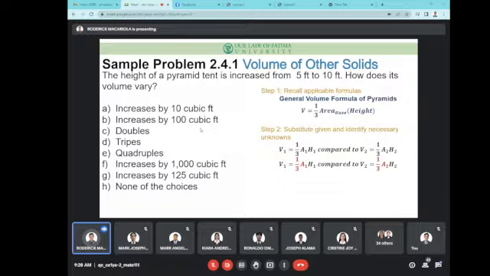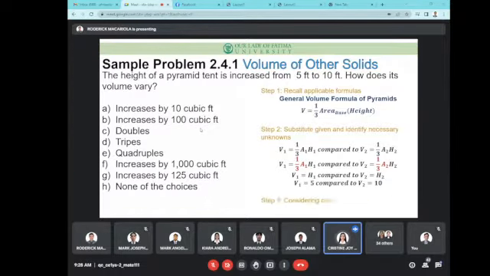Miss Fajardo, anong nangyari sa height natin? It doubles, sir. It doubled. So therefore, the volume, sir, it doubles din po. Thank you so much, Miss Fajardo. Those who answered letter C are correct.